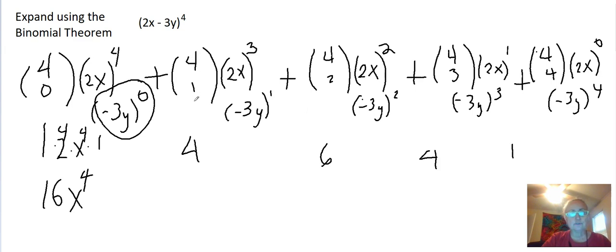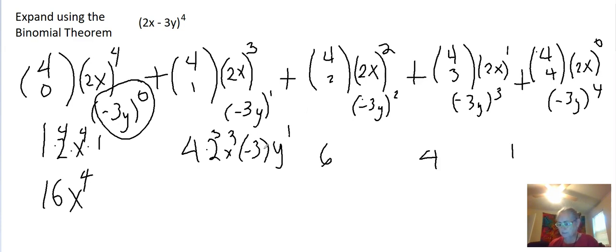All right, now I've got 4 choose 1. We found that to be 4. Okay, 2 to the 3rd, x to the 3rd. That's 2 to the 3rd, x to the 3rd. And because my base is negative here, I'm going to leave it in parentheses. Negative 3 to the 1. Of course, I don't have to write the 1s. So, see, that's 4 times 8 times negative 3. So, I just grab my calculator. 4 times 8 times negative 3. Negative 96.